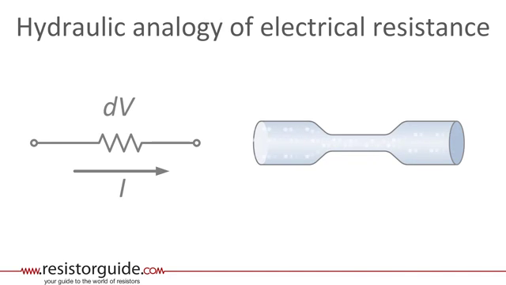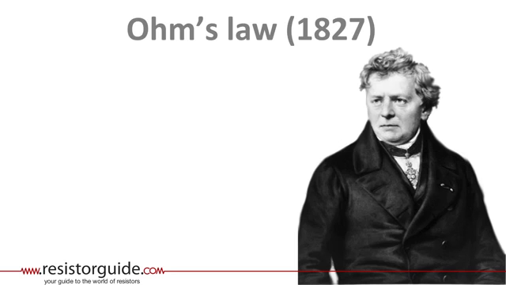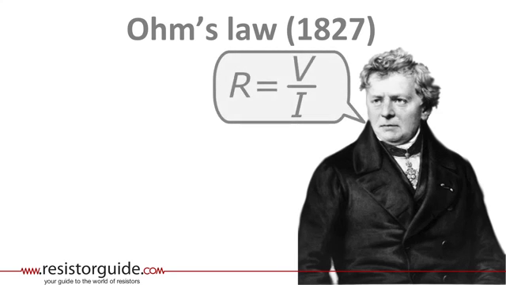We can see in the water pipe that a pressure drop is created because of the narrow part in the middle. The pressure on the left is bigger than on the right. The resistor has a similar effect. Here a voltage drop is created. The relation between the electrical current, voltage and resistance is described by Ohm's law. Mr. Ohm was a German scientist that discovered in 1827 that electrical resistance is equal to voltage divided over current. In this formula, resistance is in ohms, voltage in volts and current in amps.